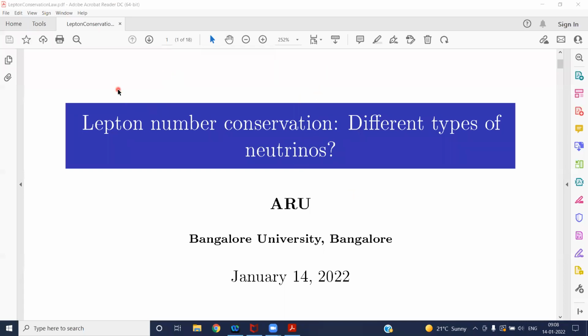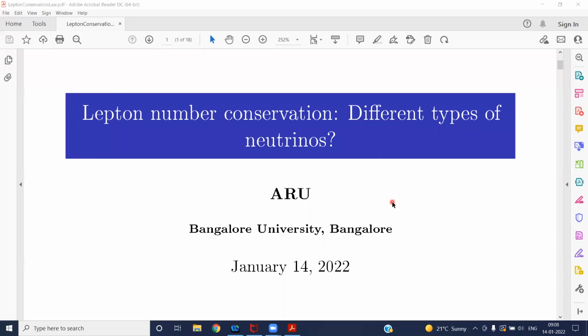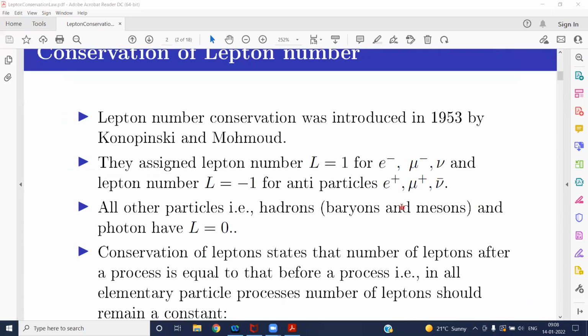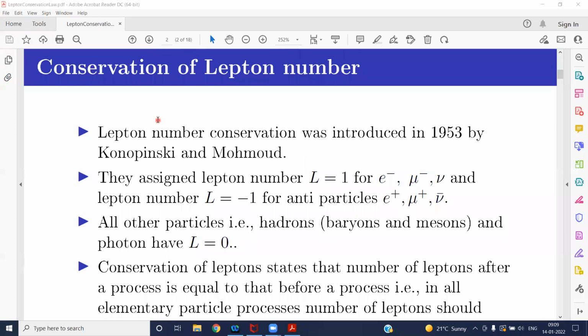Then people started asking questions like, if the number of baryons is conserved, can the number of leptons also be conserved? Can we formulate a law of lepton number conservation? That's what I'm going to talk about. So now we have a formulation of conservation of lepton number. It was introduced in 1953 by Konopinski and Mahmoud.